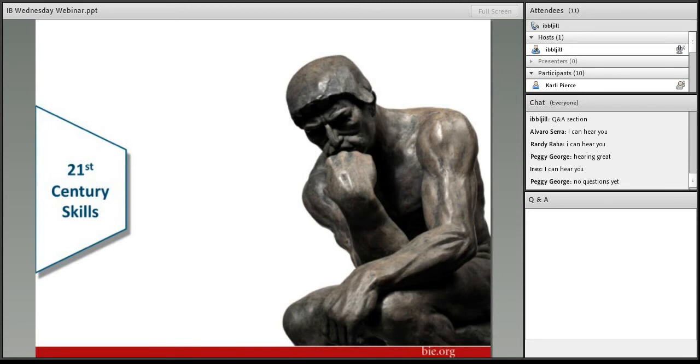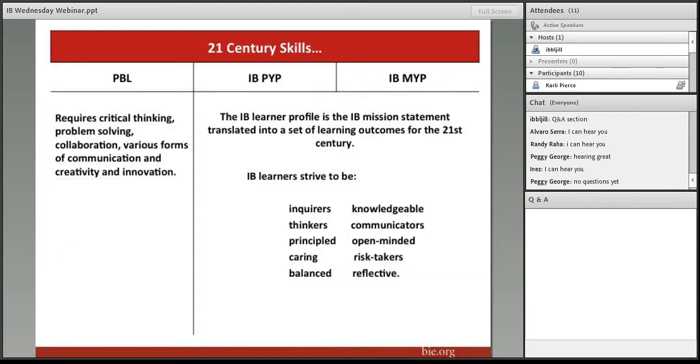And we know that when we look at IB in general, the learner profile, which is the IB's mission statement translated into our outcomes for the 21st century, that we want our students to be inquirers, thinkers, knowledgeable, communicators, principled, open-minded, caring, risk-takers, balanced, and reflective.